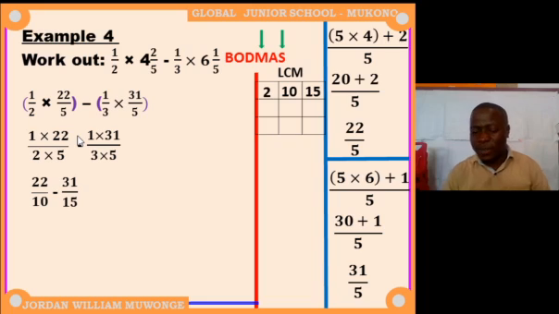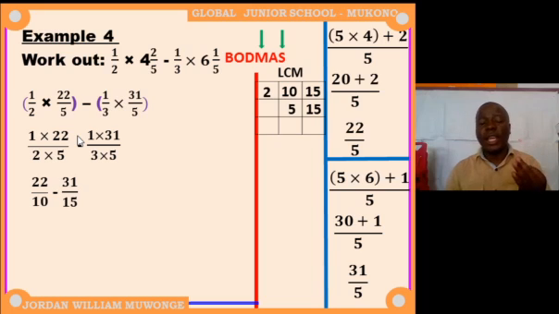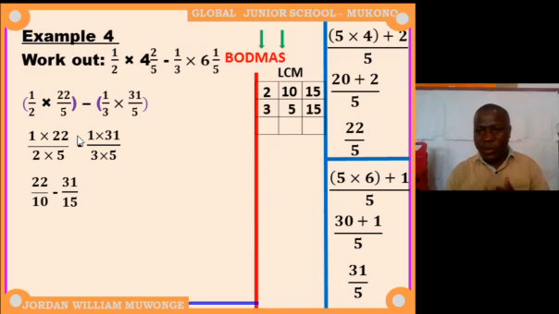Then 10 divided by 2, you'll get 5. What about 15 divided by 2? 15 is not exactly divisible by 2. Therefore, maintain 15. Now go back to the list of prime numbers, which is 2, 3, 5, 7, 13, and so on. Out of that list, what smallest prime number can divide either 5 or 15? Yes, that's 3.